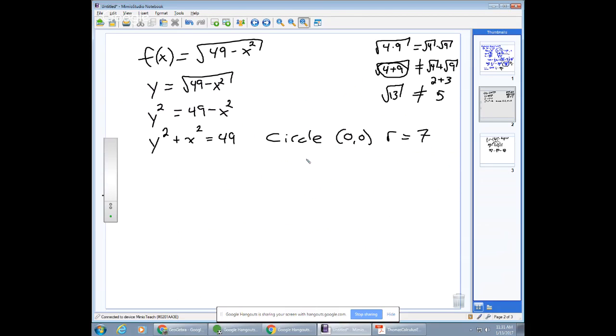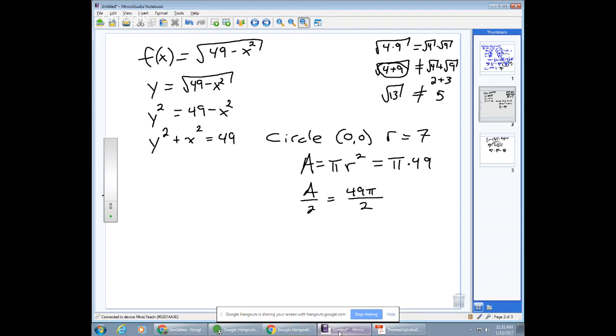And one cool thing about circles is I know the area of a circle is pi r squared. So this circle has an area of pi times 49. Since I'm only looking at the semicircle, I want half of that area, so it would be 49 pi over 2 should be the area there.